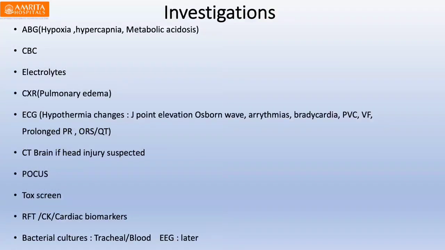Now to the investigations: what all investigations do you need to send? The most important one, when the patient arrives in your ED, will be your ABG. Look for evidence of hypoxia, hypercapnia or metabolic acidosis. Complete blood count: again, if there is prolonged hypoxia, there can be hemolysis. Electrolytes, all electrolytes, sodium and potassium to be very specific. Chest X-ray, look for evidence of pulmonary edema. ECG, you can look for the hypothermic changes, that is J point elevation, Osborn wave, and look for arrhythmias, bradycardia, premature ventricular contractions, ventricular fibrillation, prolonged PR, QTc and QRS complex. So these all things can happen in your ECG.